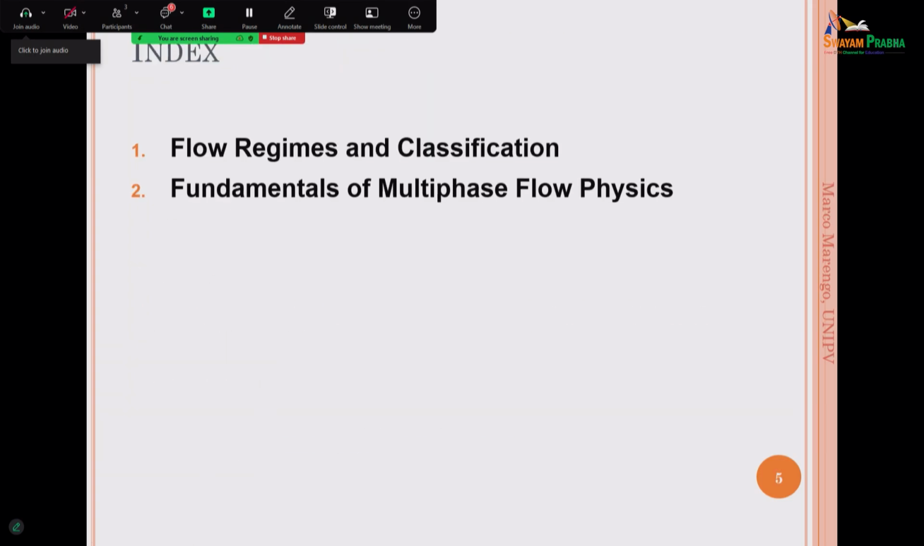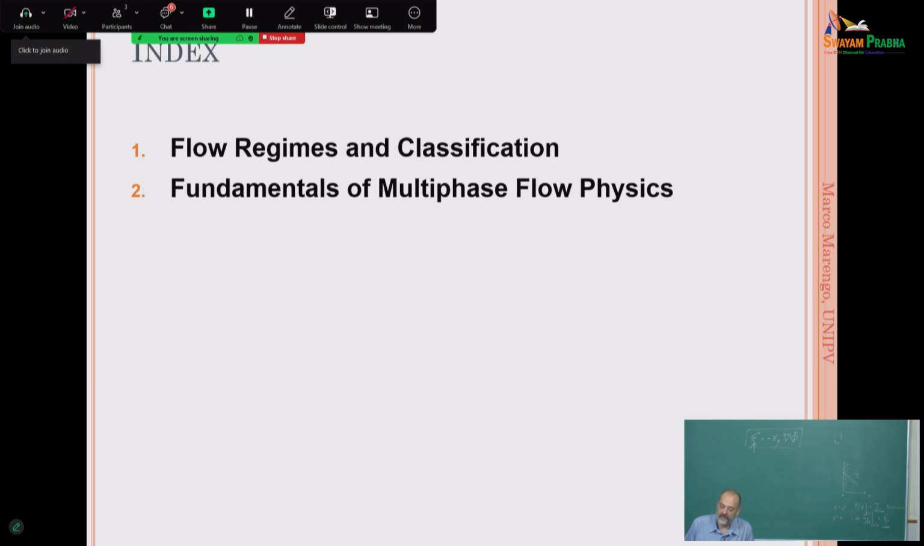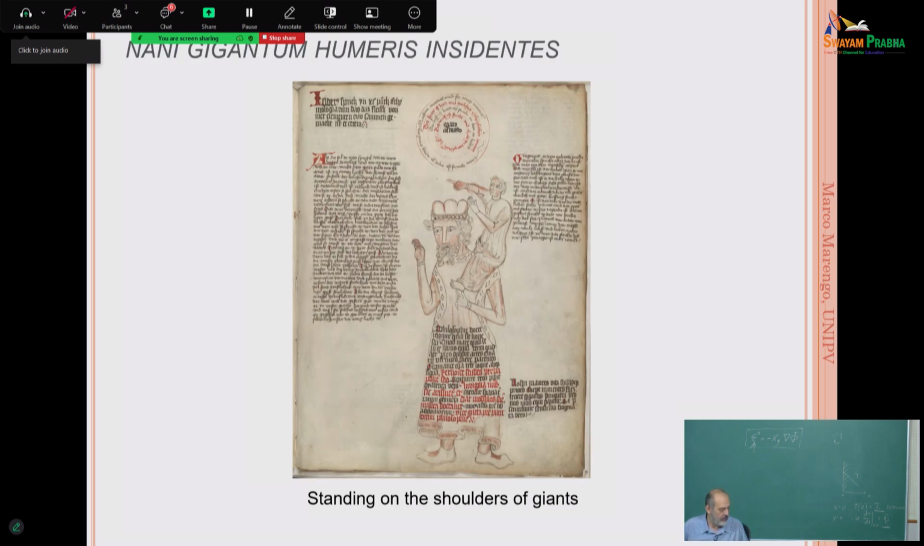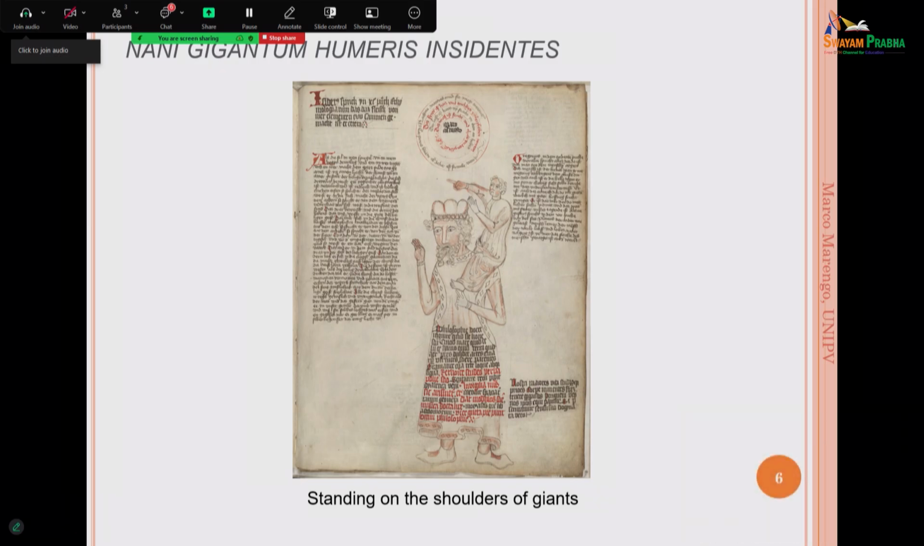So let's start. Very simple. The first lesson is about the flow regimes and their classification and fundamentals of multiphase flow physics. This is a very important sentence in Latin, "Nani gigantium humeris insidentes." This means standing on the shoulders of giants in English, which is something that I like very much.